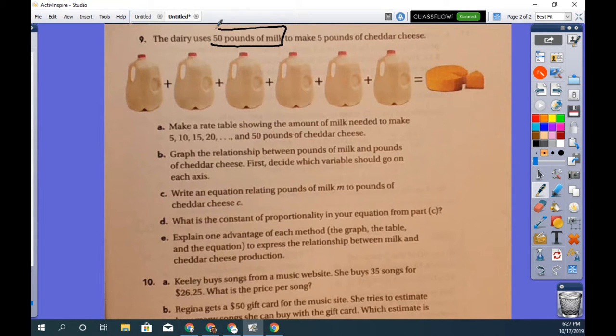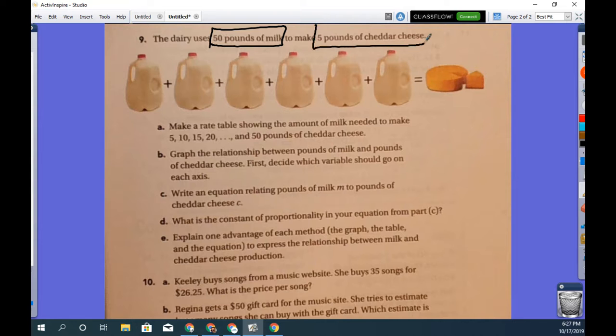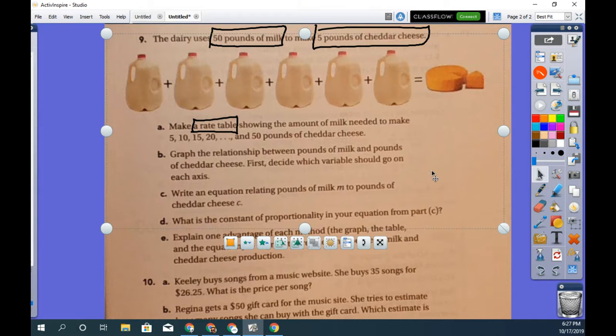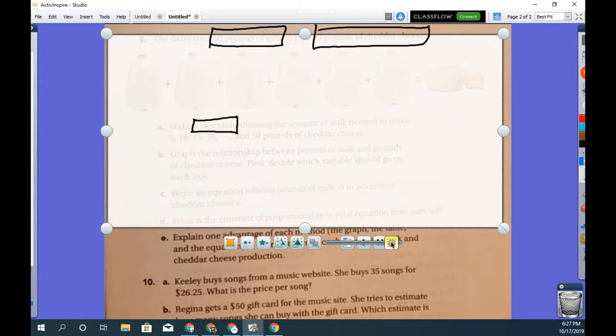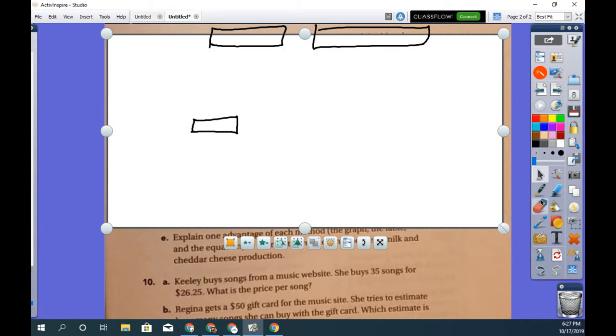here. So we're going to be comparing milk to pounds of cheese. Milk's going to go in and it's going to cause pounds of cheese to come out. So we're going to list milk first in our rate table. Okay, this is a table. Some of the students are calling it a graph. It is not a graph, it's a table. We are going to be graphing here soon, but it's just not now.